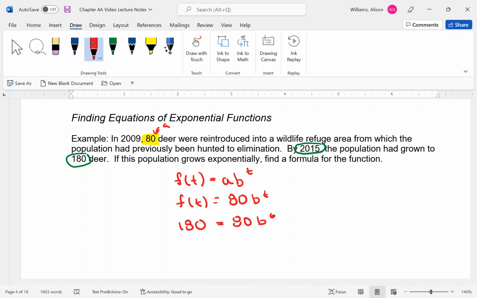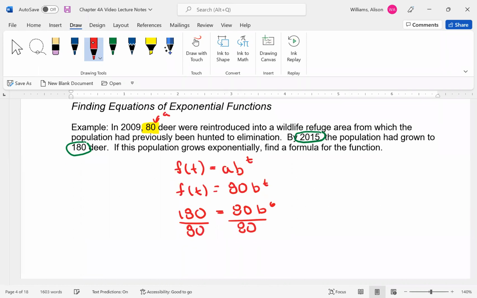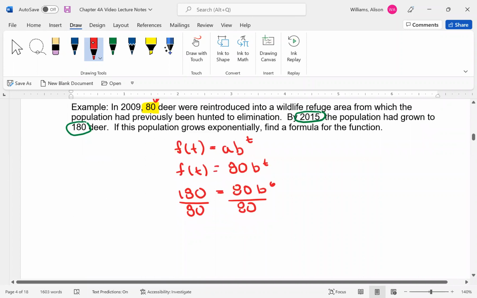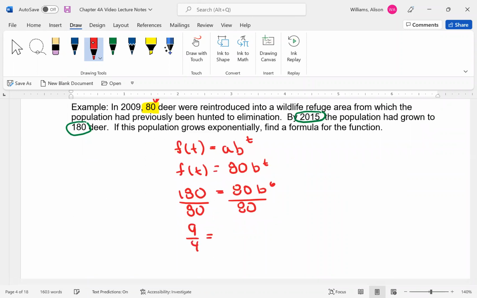And now I can solve for B. So by plugging that in, I can go ahead and work this out. Okay, so let's see, 180 divided by 80 is 9/4, because I'm canceling the tens, and then B to the 6. Okay, and then to get rid of B to the 6, we're going to take, quote unquote, the 6th root.